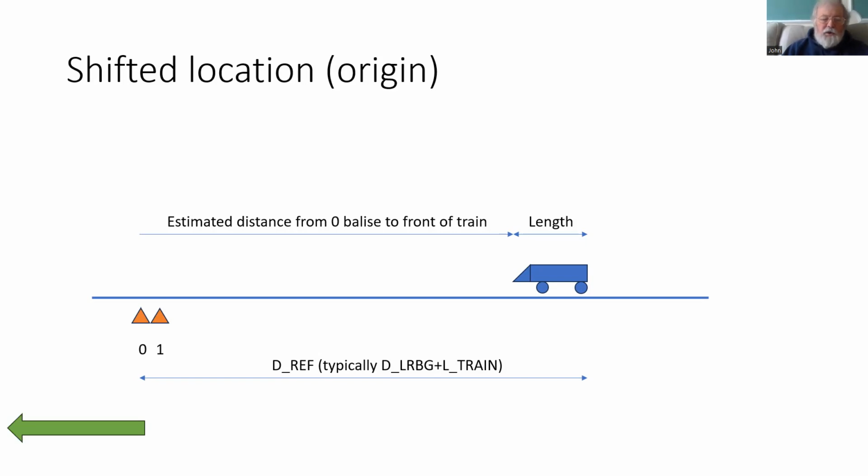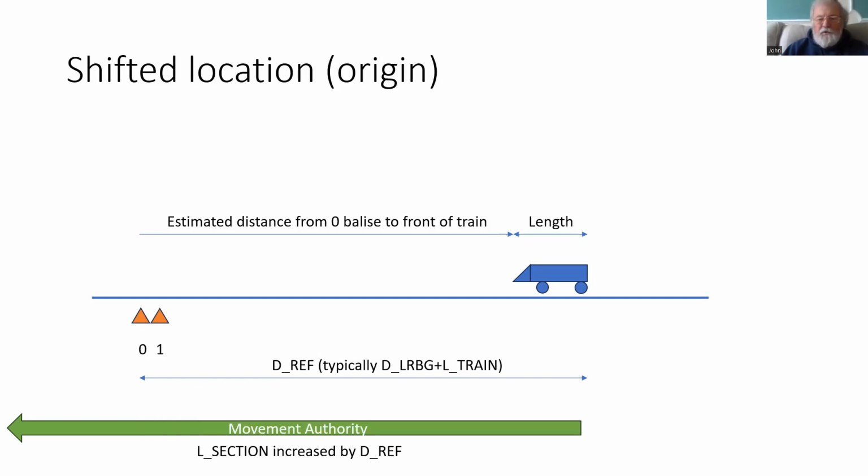So the movement authority that we would have had starting at the LRBG can now start at our new origin. And the first section of that movement authority would be increased by the D_REF distance. So the train now has a movement authority starting at the rear of the train and enabling the driver to move forward, pass over the LRBG again, this time in the reverse direction, and report a new position and subsequently get movement authority updates.